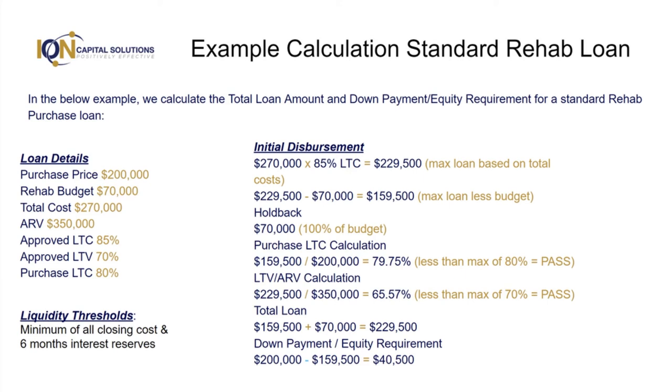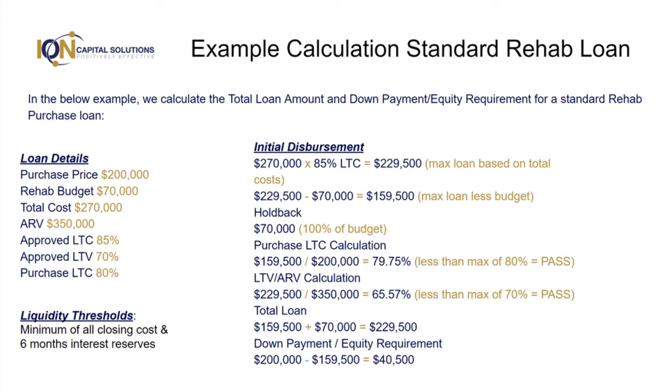So here's an example you can kind of run through. You might want to take a screenshot of this. I'm sure if you join our program, you'll also have access to this. But quite simply, purchase price is $200, rehab is $70, total cost is $270, ARV is $350. So in these calculations, I'm able to use 85% loan to cost or 70% of the LTV. So my loan is going to be based off of the 270 times 85%. That's the loan amount that I can get off of cost.